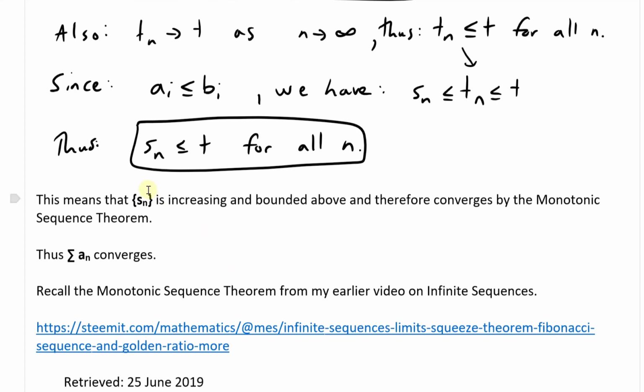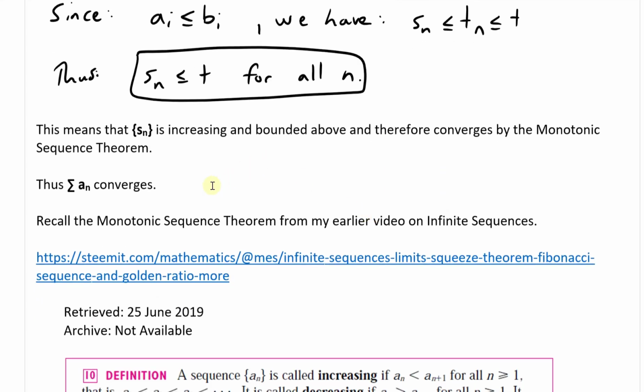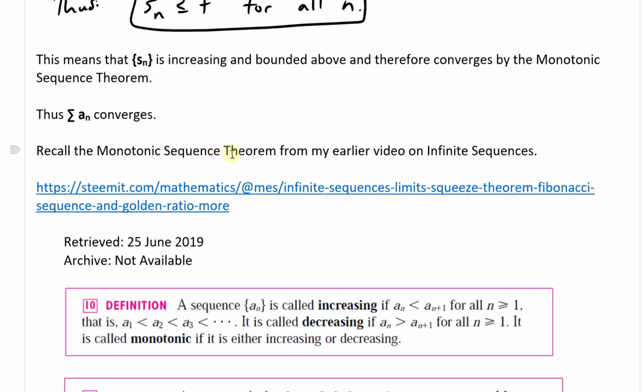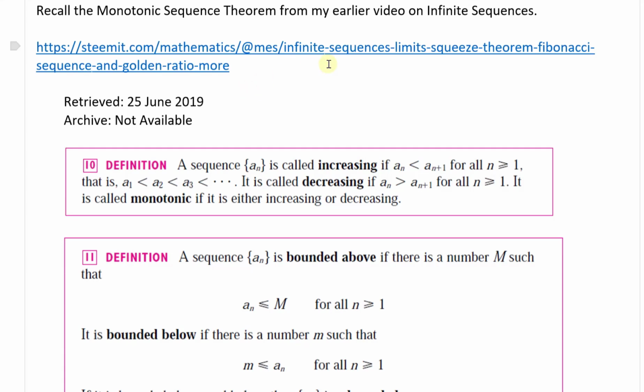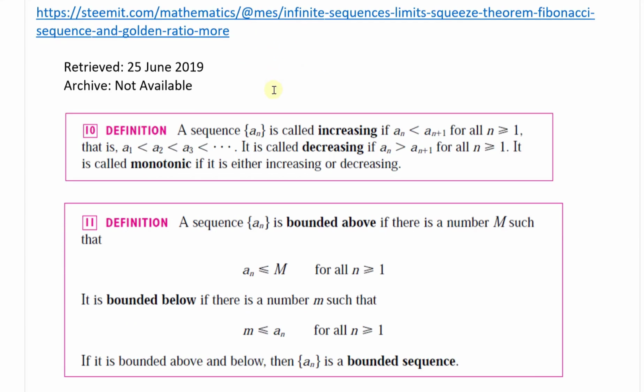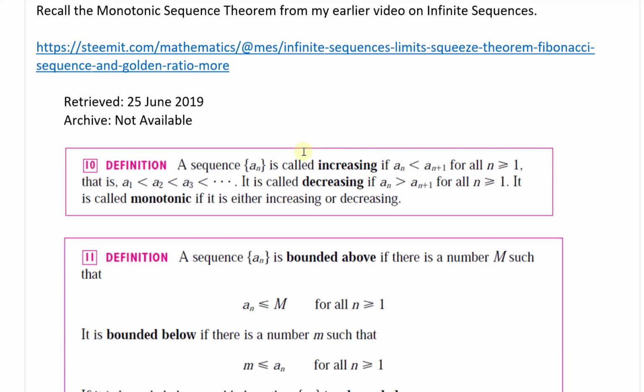So yes, this means that the sequence of partial sums Sn is increasing and bounded above. In other words, it can't get higher than that number t, and therefore it converges by the monotonic sequence theorem, which I went over in my earlier video. Thus, we have that the series An converges. So recall the monotonic sequence theorem from my earlier video on infinite sequences. Here's a link to it, a screenshot from the calculus book because it's more compact.